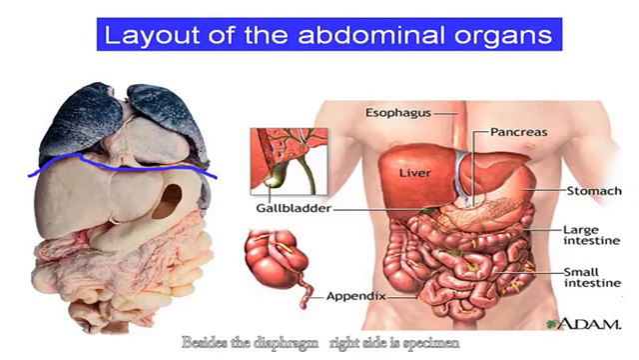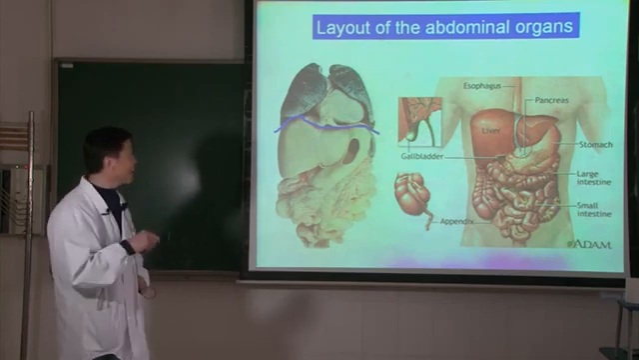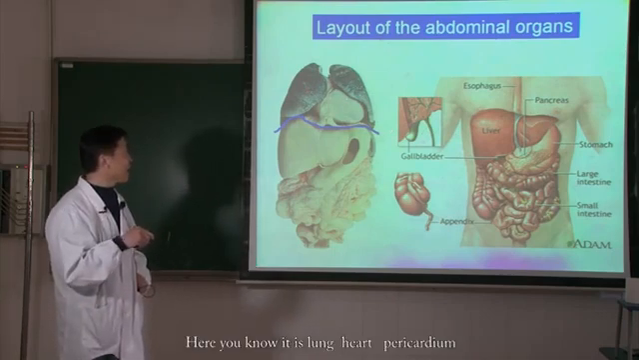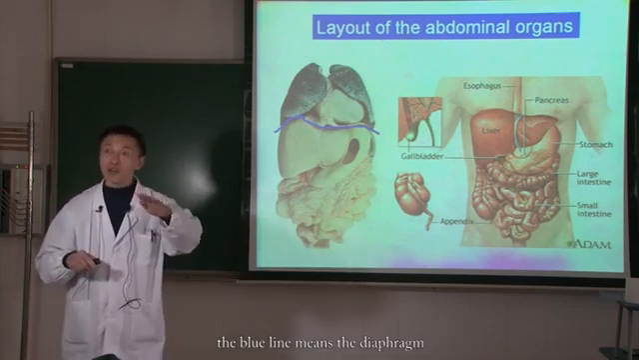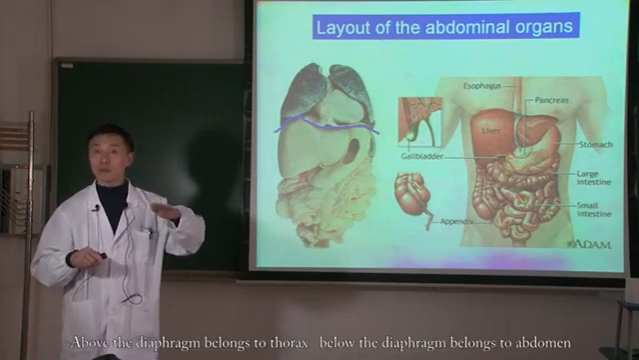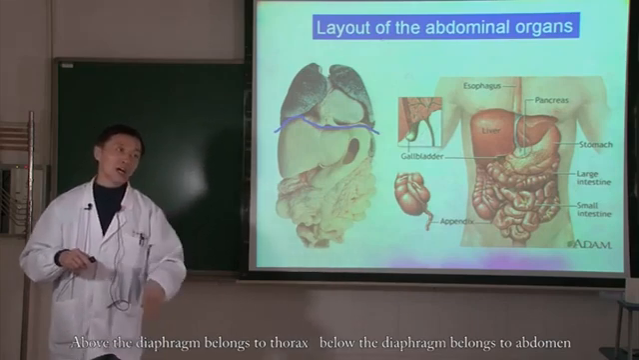The left side is a diagram. The left side is a specimen. Here it's lung, heart, pericardium. The blue line means the diaphragm. Above the diaphragm belongs to the thorax. Below the diaphragm belongs to the abdomen.